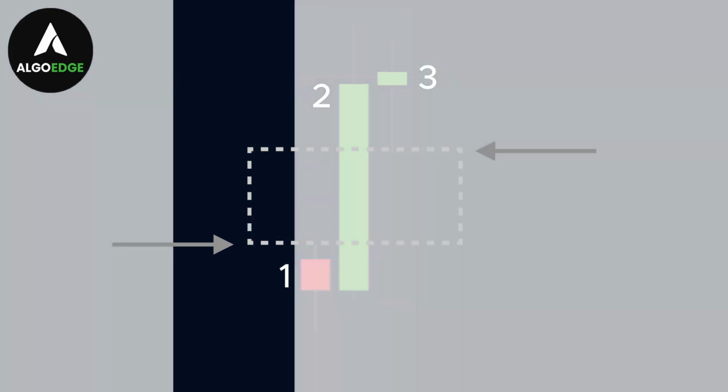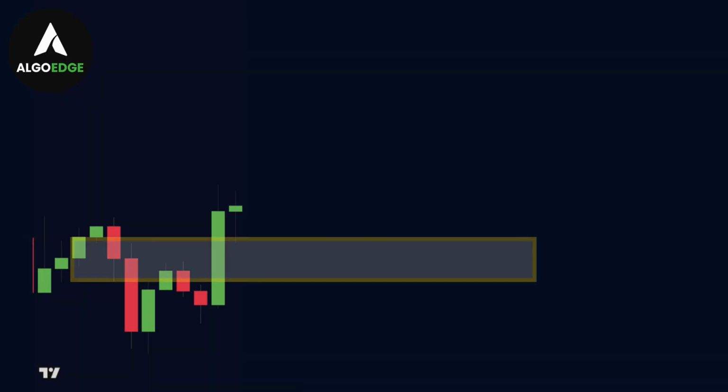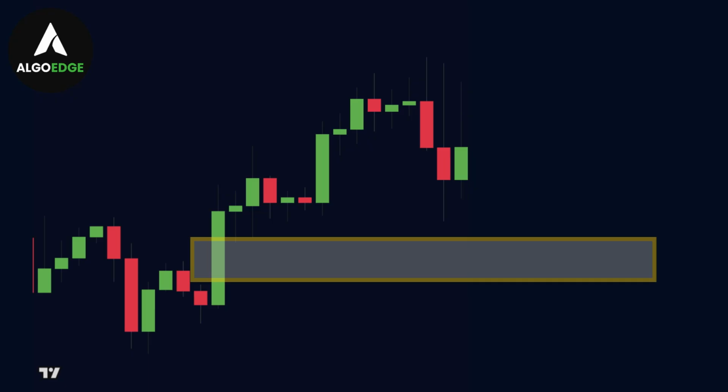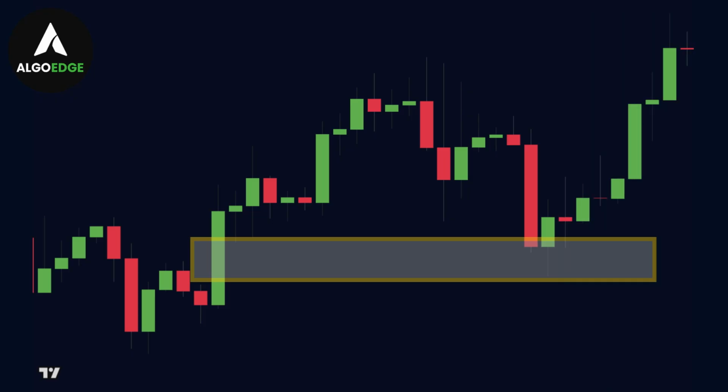To mark it on the chart, we simply draw a rectangle from the high of the first candle to the low of the third candle and extend it to the right. As long as price stays above the bottom of this zone, the FVG remains valid. When price later retraces back into this area, many traders expect buyers to step in again, potentially leading to another move higher. But why does this happen?